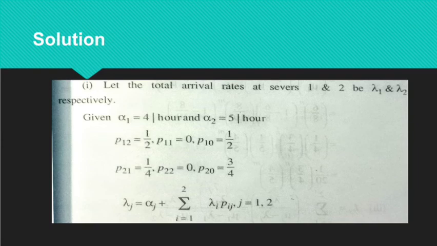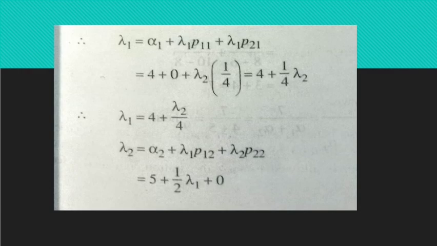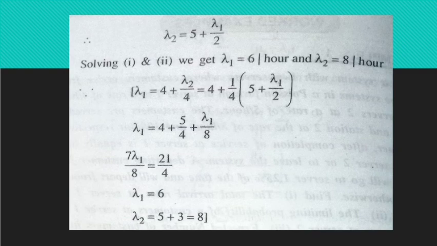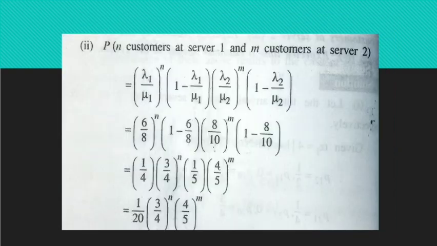If we substitute j as 1, we will get lambda 1 is equal to 4 plus lambda 2 by 4, and if we substitute j equal to 2, we get lambda 2 is equal to 5 plus lambda 1 by 2. Then solving, we will get lambda 1 as 6 and lambda 2 as 8. So this is our first one.